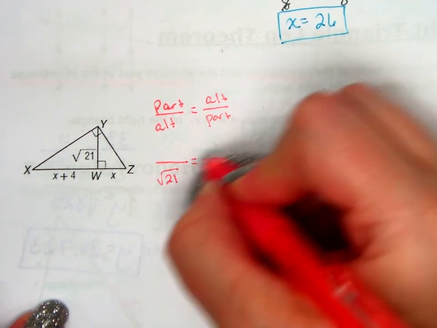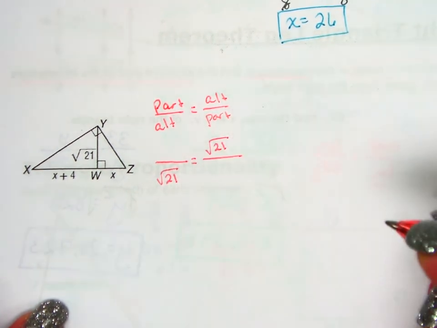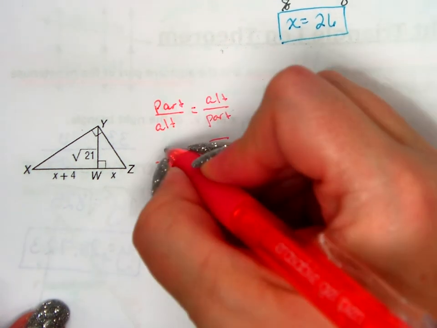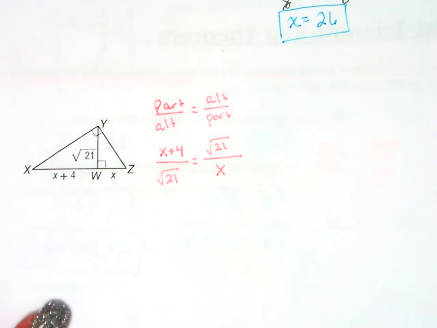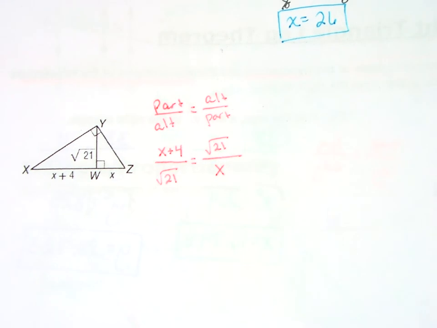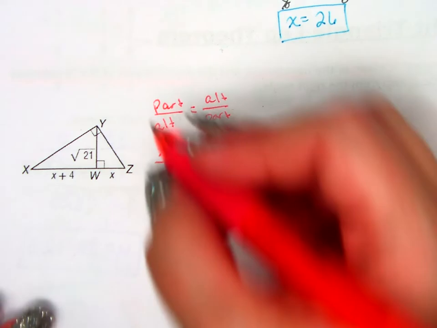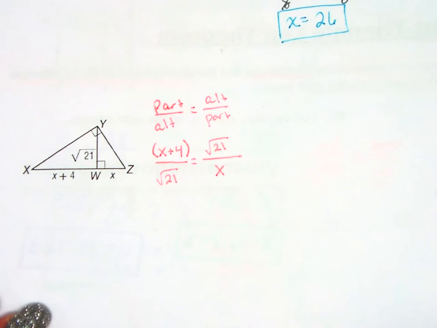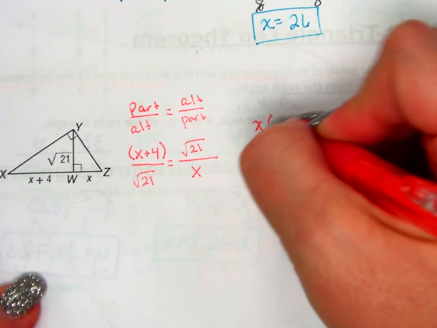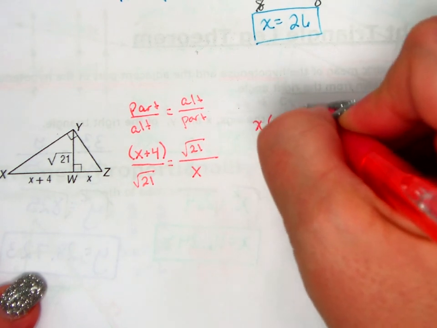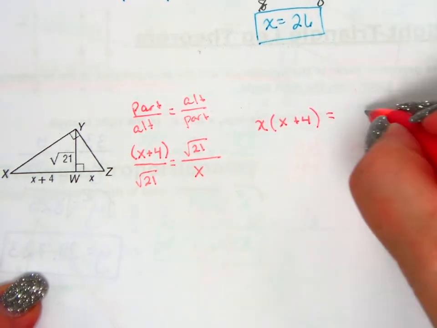So my altitude is the square root of 21. My parts are x plus 4 and x. When I cross multiply, we have to remember that I have to multiply that x to the whole thing, x plus 4. So it's going to be x times x plus 4.